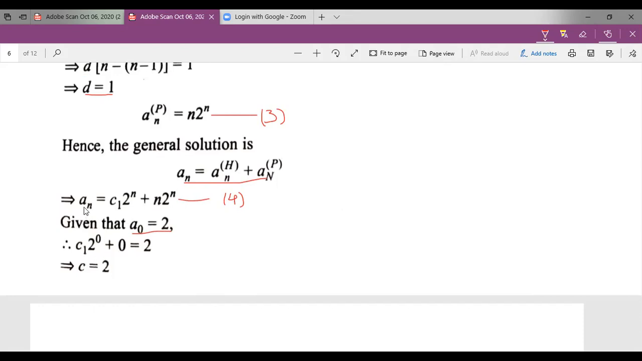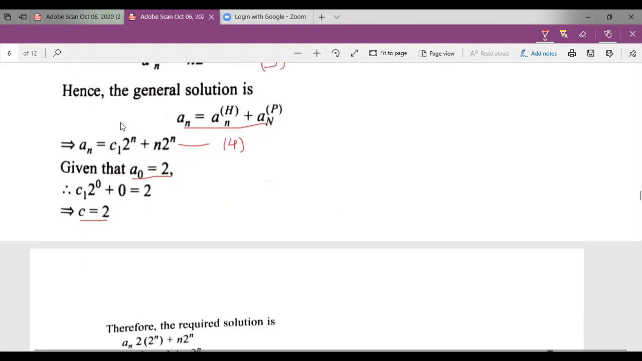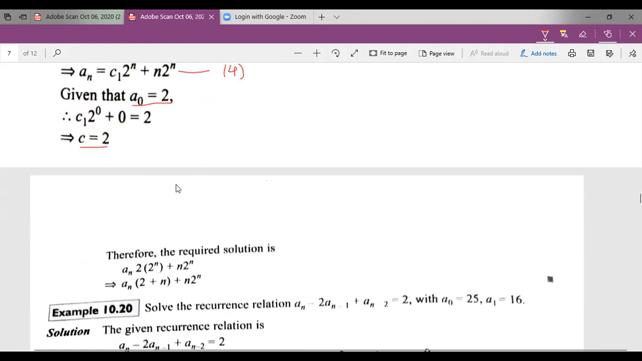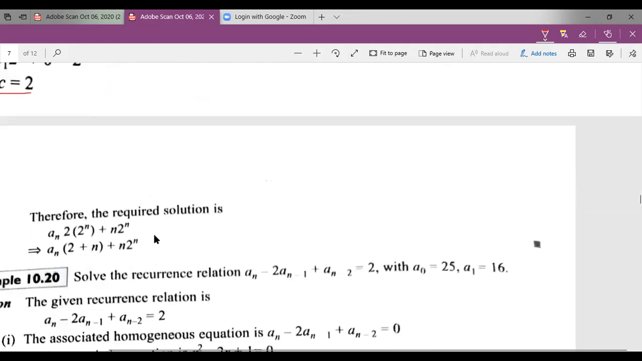Put n is equal to 0 in equation 4. a_0 is equal to C1 2 power 0 plus 0 into 2 power 0. So C1 is equal to 2. So substitute this value in equation 4. We get the required solution of the given non-homogeneous recurrence relation. That is, therefore, the required solution is a_n is 2 into 2 power n plus n into 2 power n.